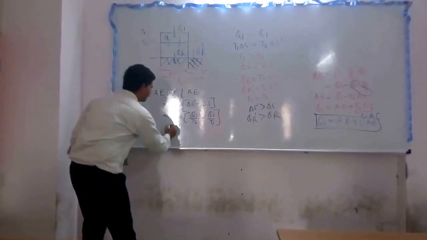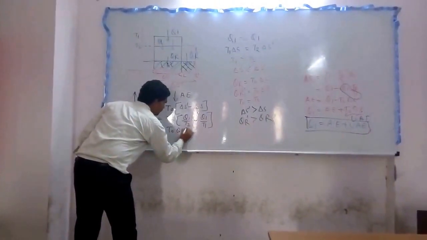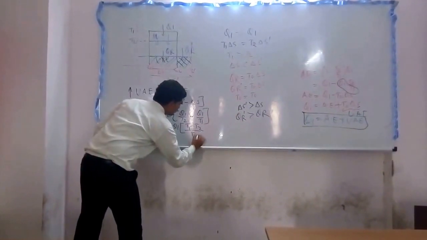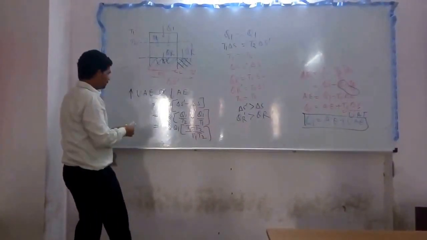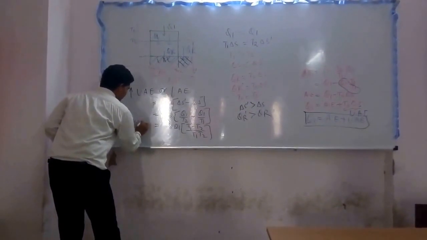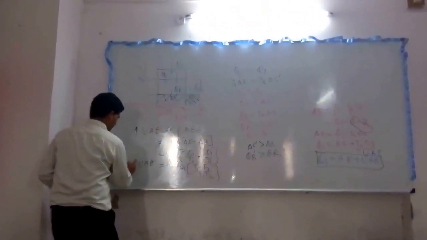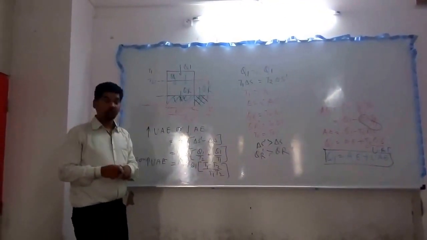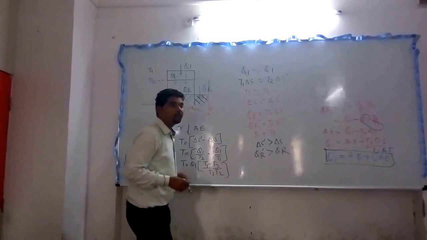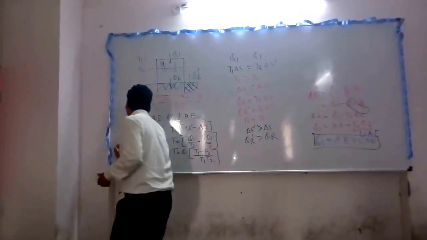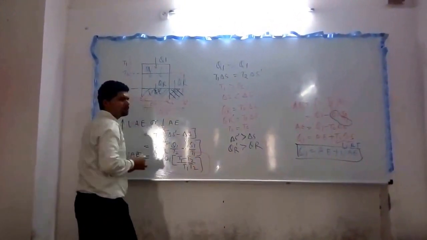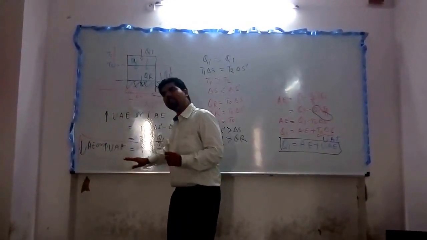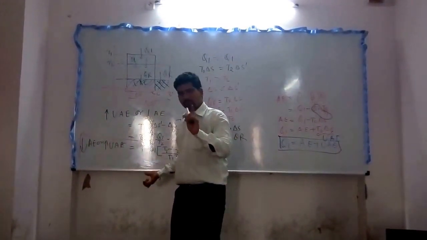If it is clear, then T naught into Q1 times (T1 minus T2) upon T1 T2 is the increase in unavailable energy or decrease in available energy. Note it, make five stars on this formula. They will always ask questions from this formula. Most of the time, 80 to 90% of the questions on availability come from this section.